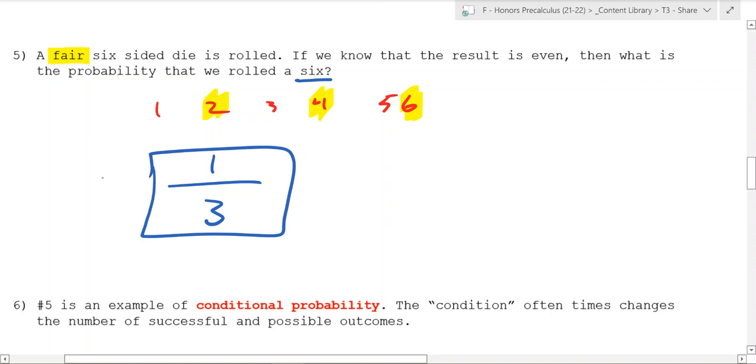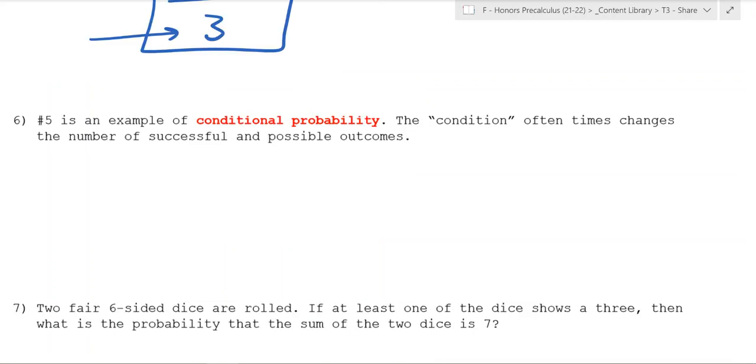Again, it's the number of ways to get the thing we want over the number of ways to have played the game. There are 3 even outcomes, but there's only 1 number 6. And number 5 is an example of a conditional probability. The condition oftentimes changes the number of successful and possible outcomes, so you have to keep track of things.